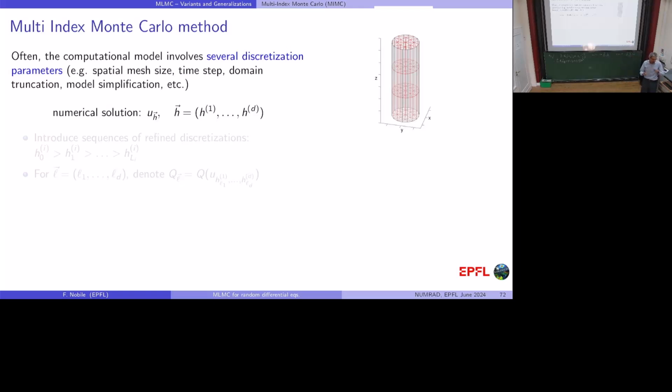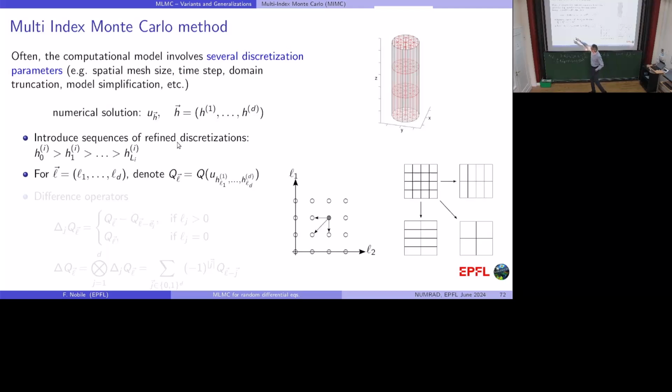Okay, we play with different L. So L becomes a multi-index. It's not one number, but a vector of a few numbers, which defines the level of refinement for each of the discretization parameters. Here I denote all of them with H, but they could have many different meanings. So H1 is, for instance, the spatial one, H2 is maybe the delta t, H3 is the truncation of the domain, and so on. And now for each of those, individually, I introduce a hierarchy, so a sequence of refinements.